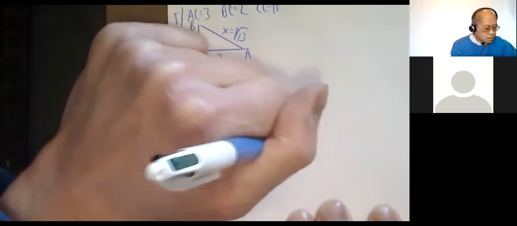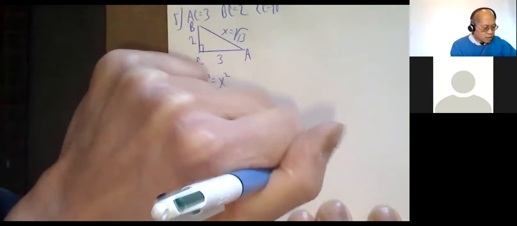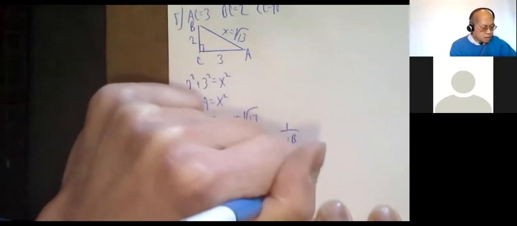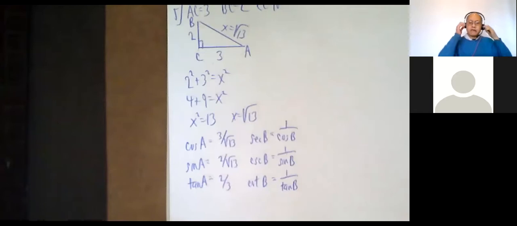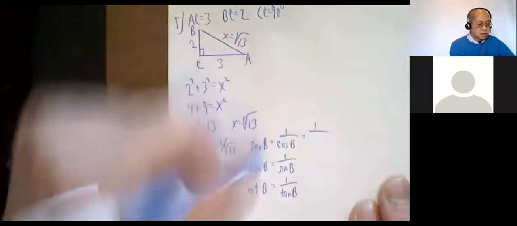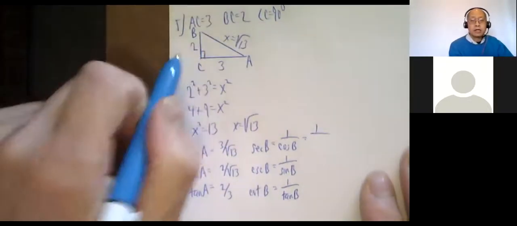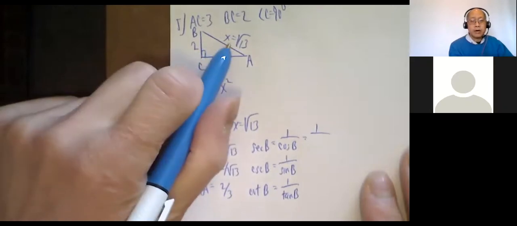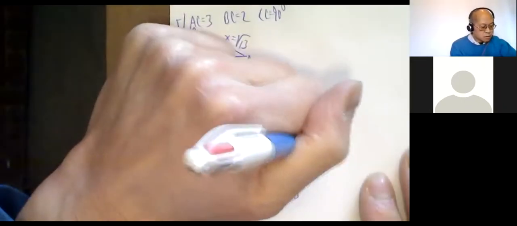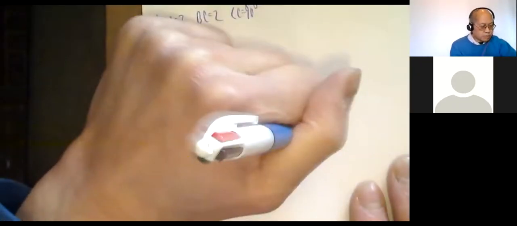This is the reciprocal of cosine of B, reciprocal of sine of B, reciprocal of tangent of B. Okay, so cosine of B, adjacent over hypotenuse. So 1 over 2 over radical 13, radical 13 over 2.